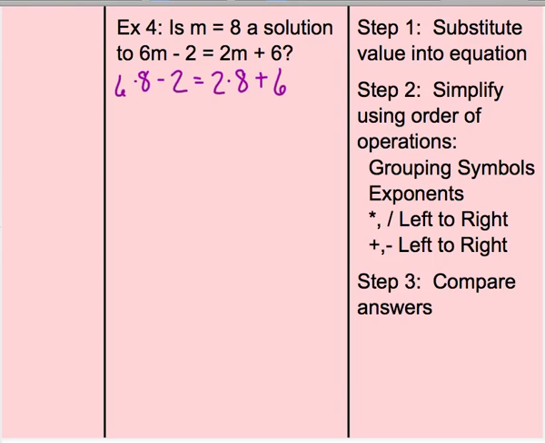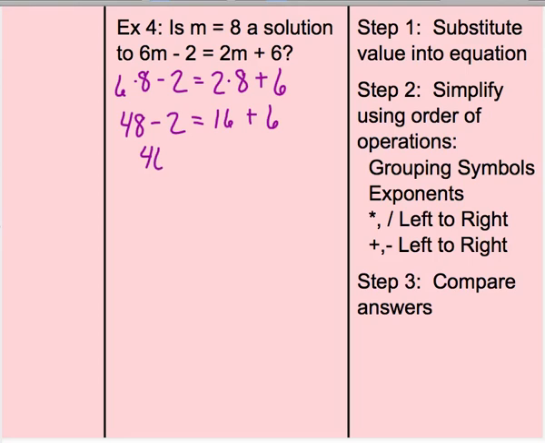Simplify using order of operations. On both sides, I have multiplication and then addition or subtraction. So I'm going to start with my multiplication. 6 times 8 is 48. And on the right-hand side, 2 times 8 is 16. And my last step on the left side will be to subtract. And on the right-hand side, I will add.